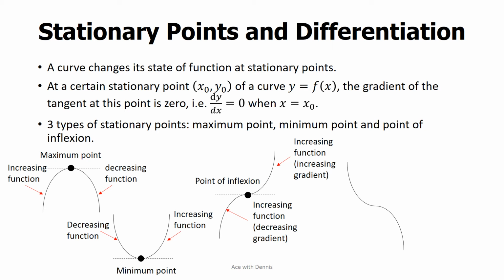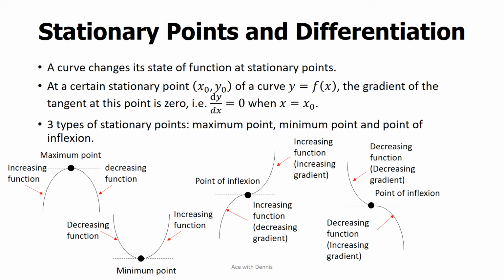Then this is the second type of inflection point. So this is the inflection point with the tangent drawn here. It is a horizontal line again, which means that the gradient, dy over dx, is equal to 0. After the point of inflection, it is a decreasing function with increasing gradient. Before the point of inflection, it is a decreasing function with decreasing gradient. So again, the state of the curve changes at the point of inflection.